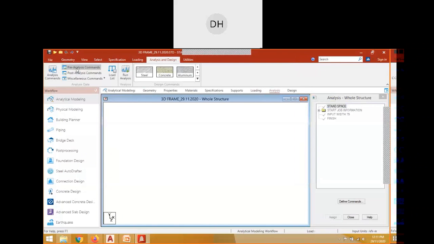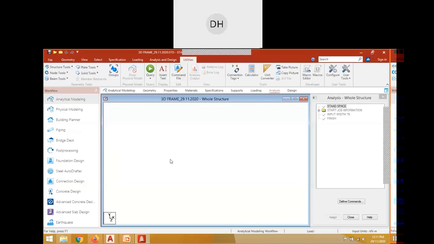So what you actually want from your model, what response you want from your model, that is the pre-analysis command. Post-analysis, after the analysis is completed, what you want from your model, that is your post-analysis command. And then there are miscellaneous commands also. Then of course, after finishing the analysis, there is steel, concrete and aluminum and other types of design. For steel design, you have to set some parameters, concrete design has certain parameters, and then other types of designing.